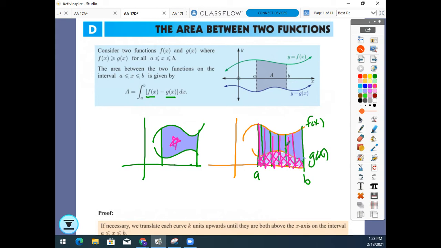So in general, hopefully this makes sense. I just take the top curve and I subtract the bottom curve.